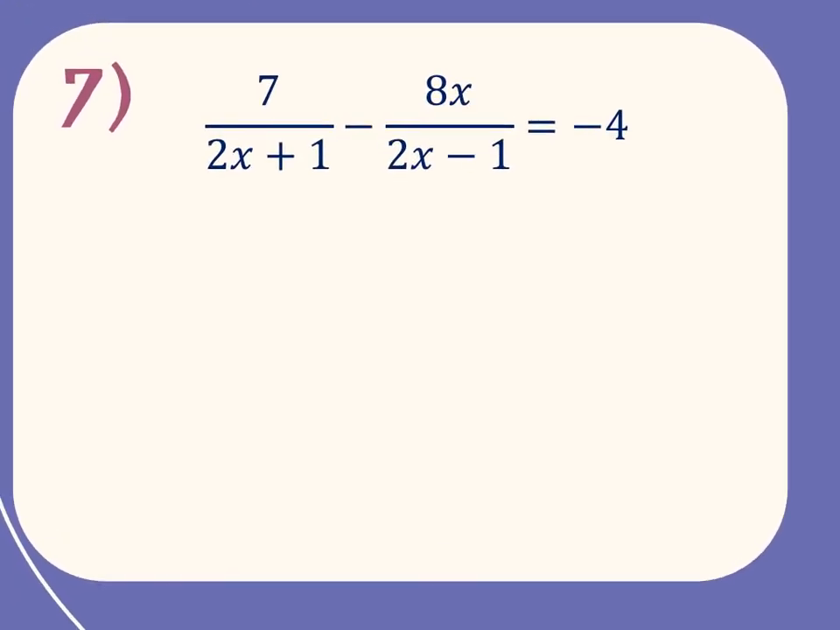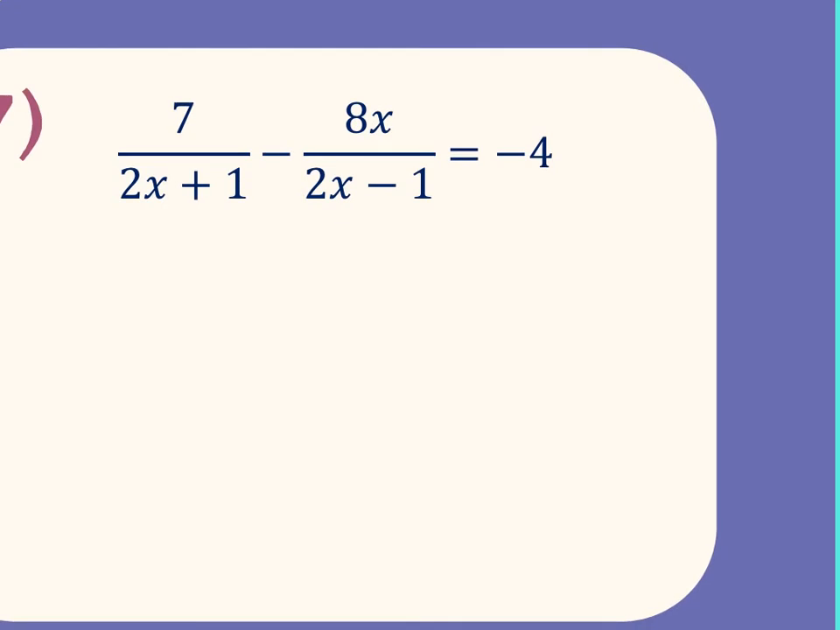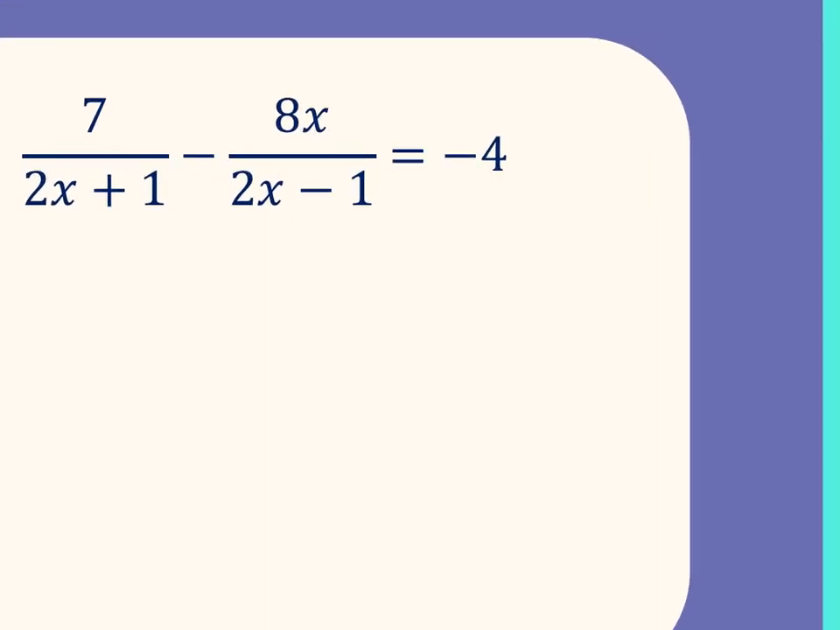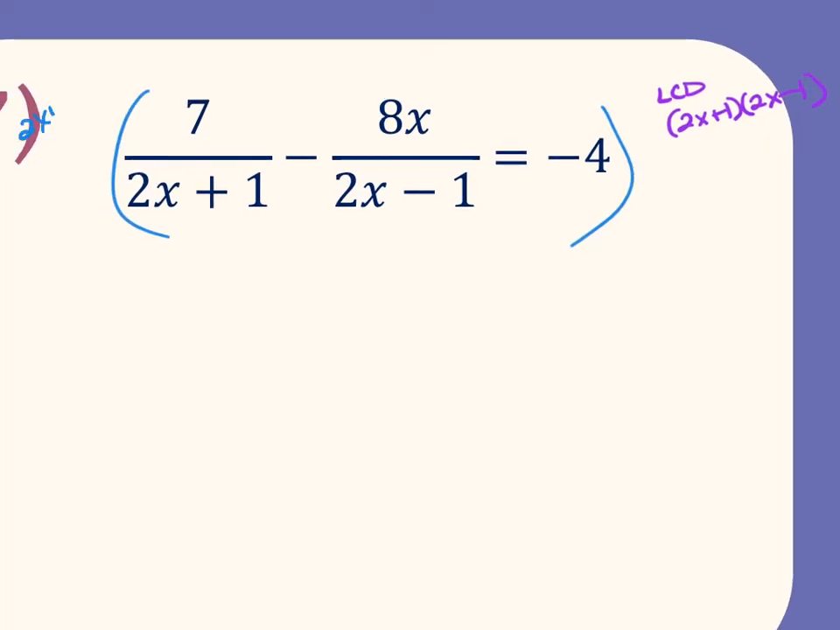All right, 7. What's your least common denominator now? 2x plus 1, 2x minus 1. Good, it's both of those. 2x plus 1 and 2x minus 1. So I multiply 2x plus 1. And actually, I'm just going to do it the shorter way. You don't have to write it out every time. I'm going to do it here. 2x plus 1 and 2x minus 1.